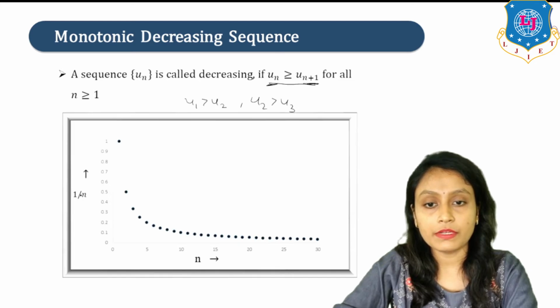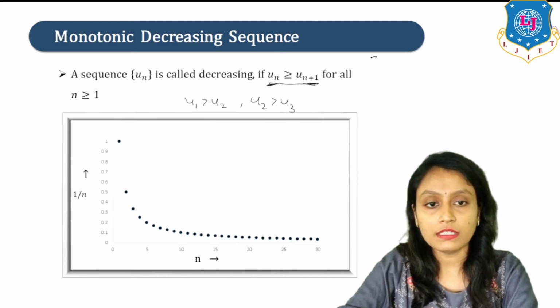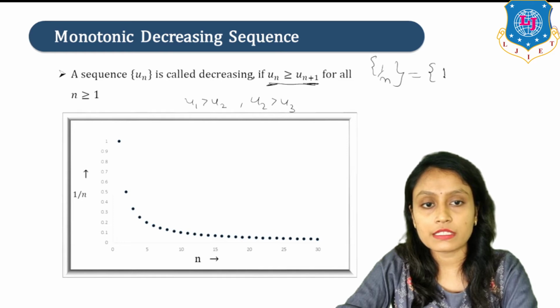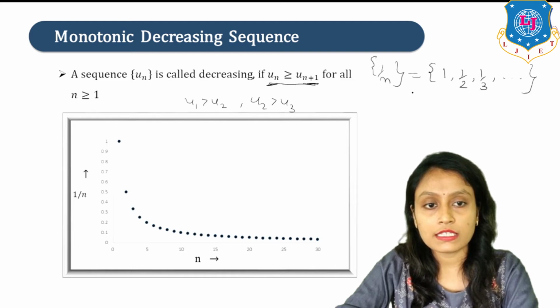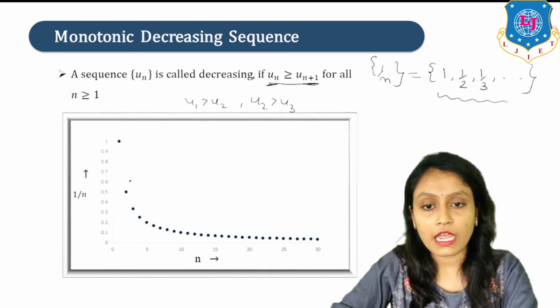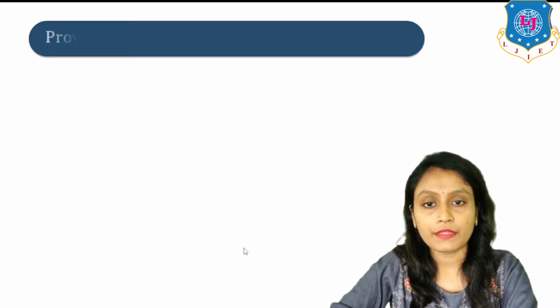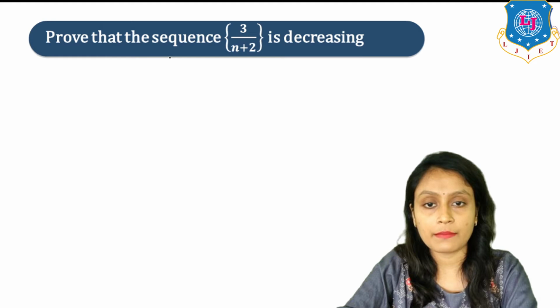So let's see one example. Here the sequence Un is given, that is 1 upon n. If you substitute n equals 1, you will get the first term as 1, then the second term as 1 upon 2, then 1 upon 3, and so on. You can see as n is increasing, these terms are decreasing, and also in the graph you can see that this sequence is a decreasing sequence. Now let's prove one example: prove that the sequence 3 upon n plus 2 is decreasing.